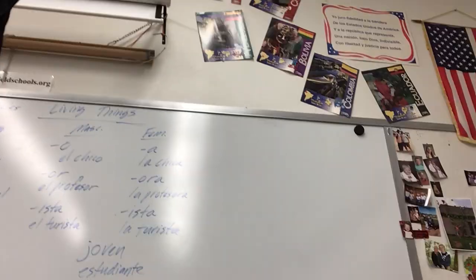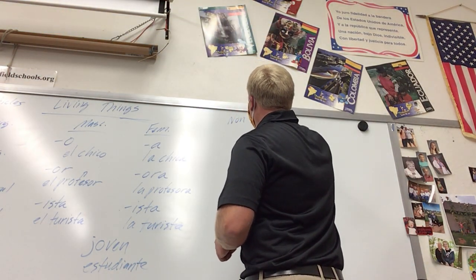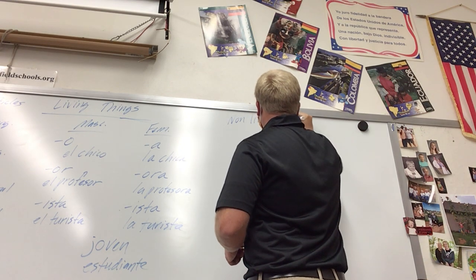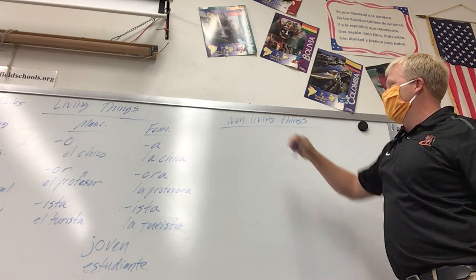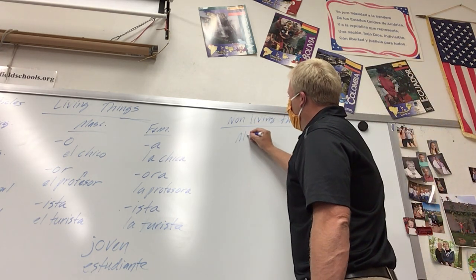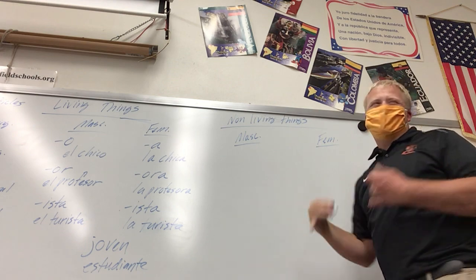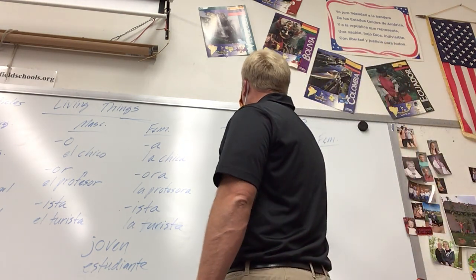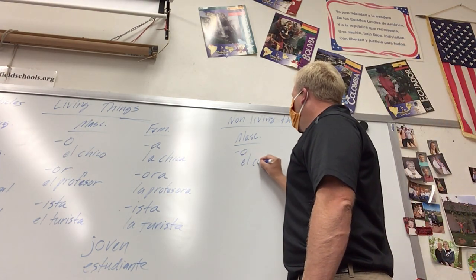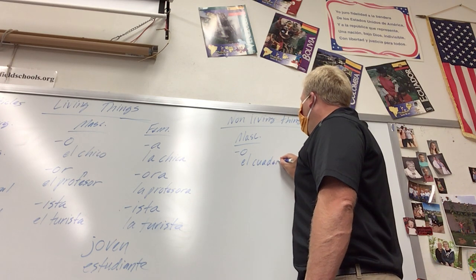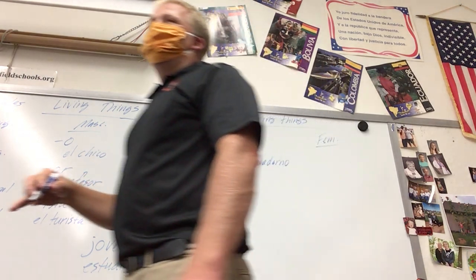Okay? And the last thing about nouns, we talked about living things. Now non-living things. Living or non-living. You know, it's kind of hard to see. Someone scratched up my board. But we have, once again, masculine and feminine. So just some generalities again. If a word ends in -o, it's typically masculine. Like el cuaderno. El cuaderno is a notebook.